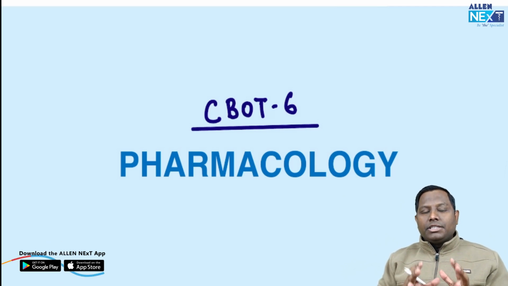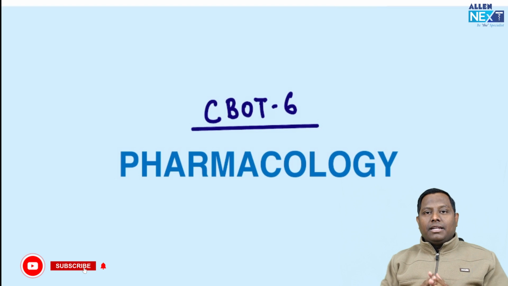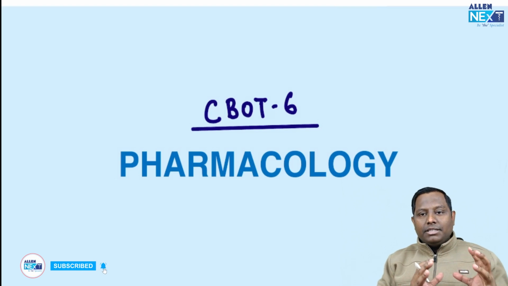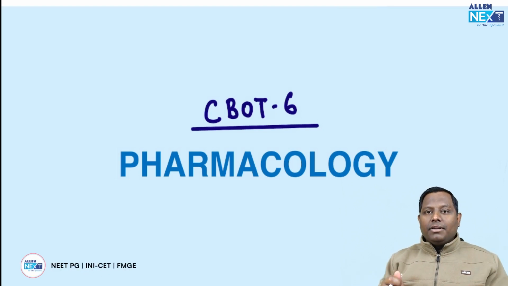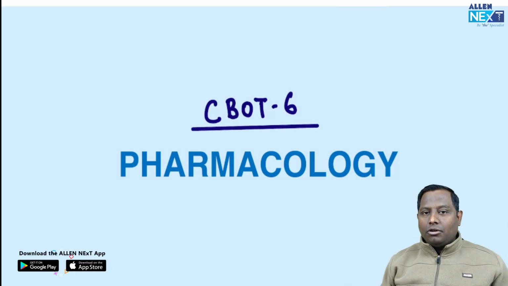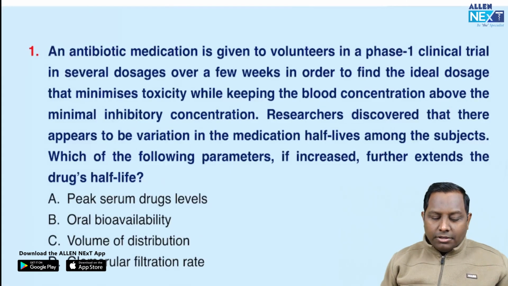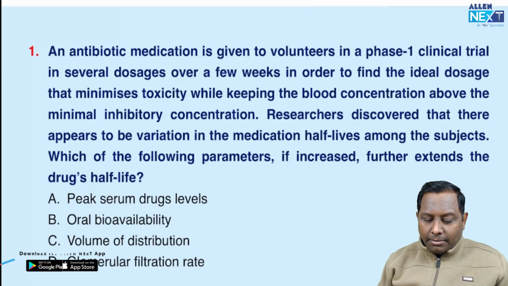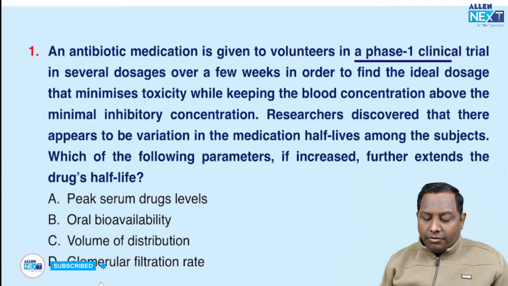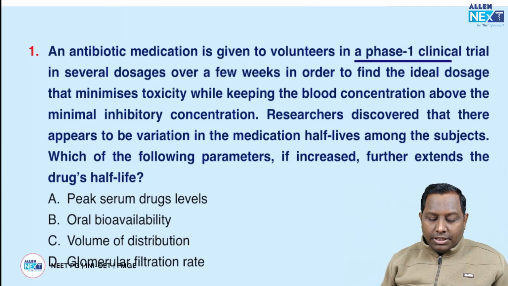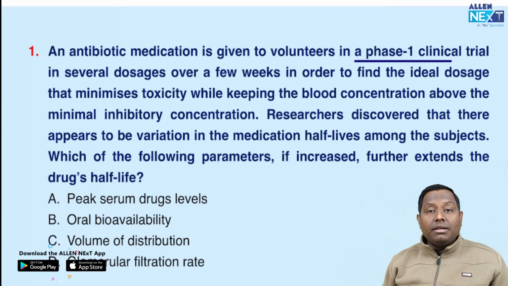While marking the answer of an MCQ, as I told you in the previous discussion as well, we are going to quickly understand the answer and the reason behind it, because the detailed discussion has already been given to all of you in printed form. In pharmacology, the very first question was: an antibiotic medication is given to volunteers in a phase 1 clinical trial in several doses over a week in order to find the ideal dosage that minimizes the toxicity while keeping the blood concentration above the minimal inhibitory concentration.